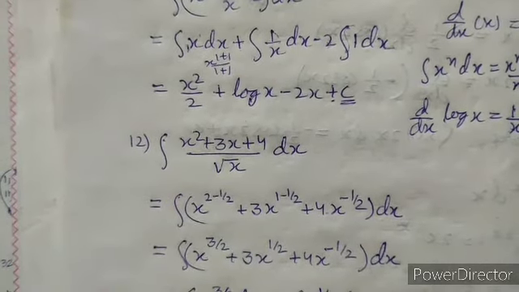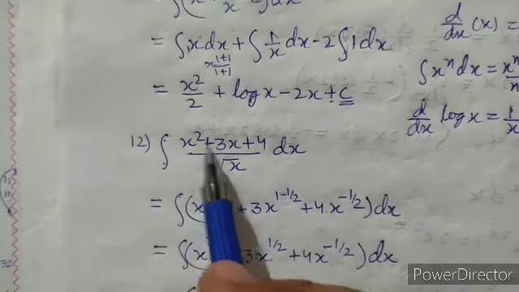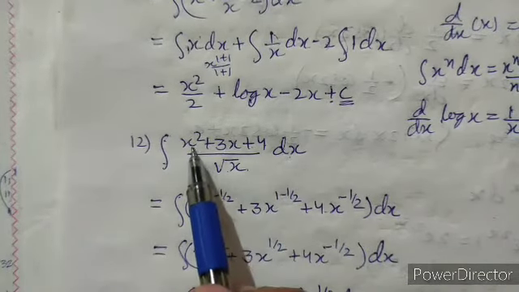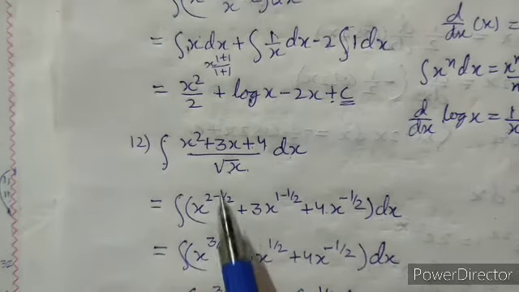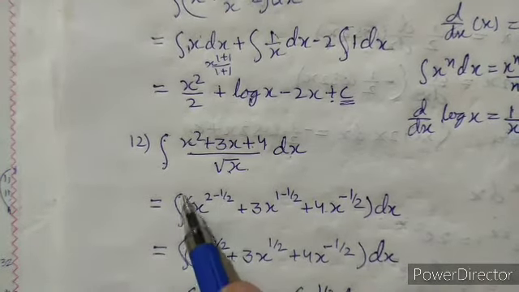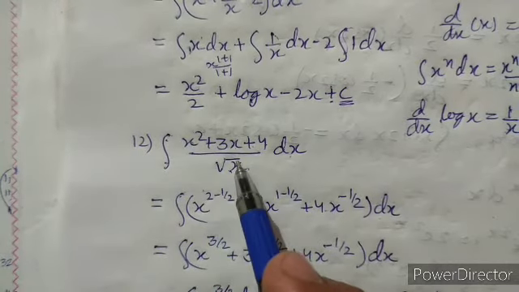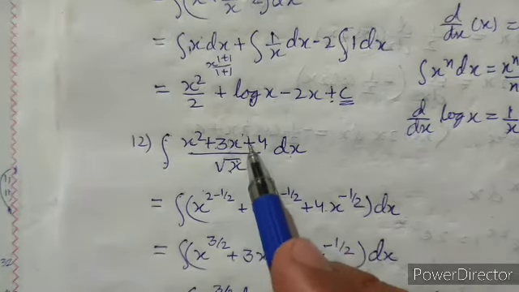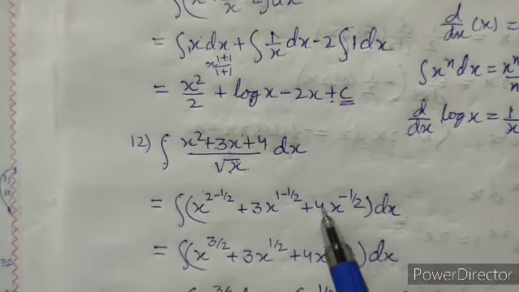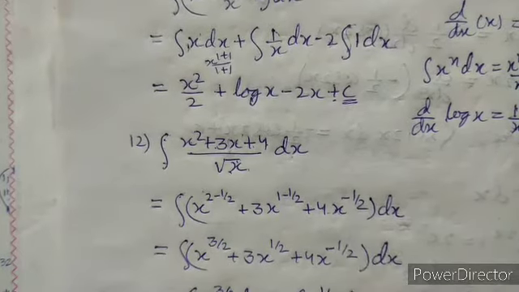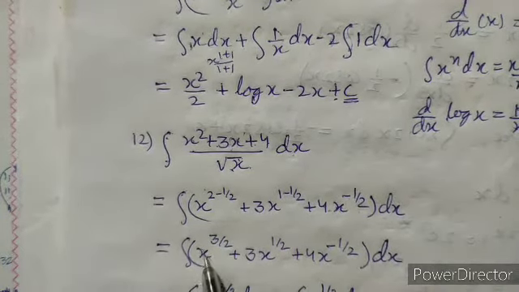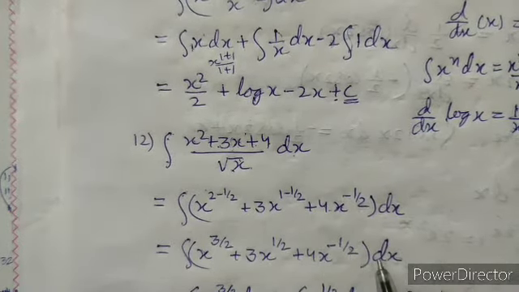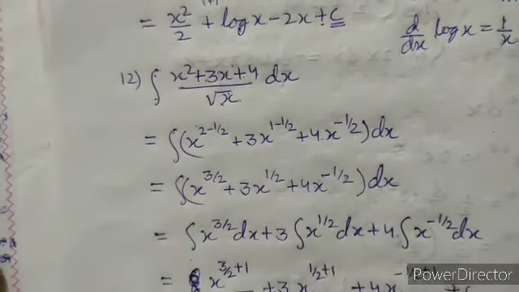And in question number 12, we have to find the integral of (x squared plus 3x plus 4) upon root x dx. Now on dividing all the terms separately by root x, we will get the integral of x^(2 minus 1/2) plus 3 times x^(1 minus 1/2) plus 4 upon root x, or 4x^(-1/2). Now that will be x^(3/2) plus 3x^(1/2) plus 4x^(-1/2) dx.